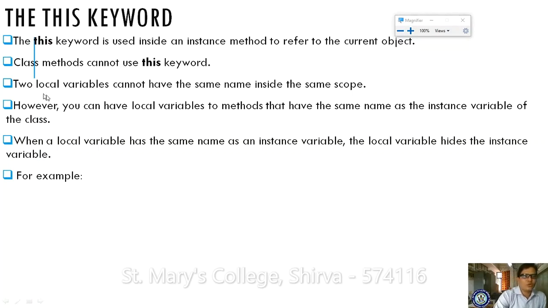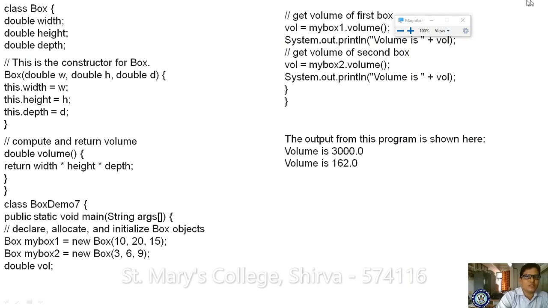Two local variables cannot have the same name inside the same scope. We should know that. To understand this concept, we would like to have a sample program. Now let us see the sample program. I think it is visible. I don't want to zoom it. Now please observe here. What is the name of the class?